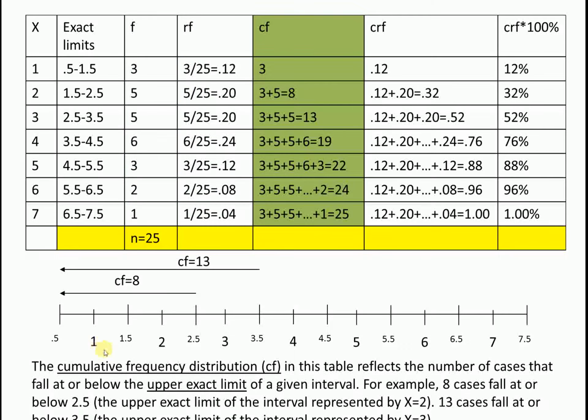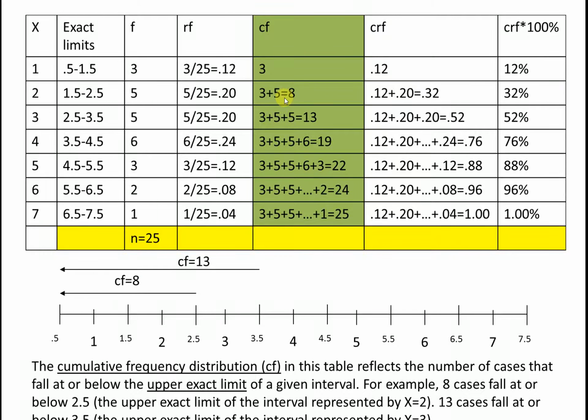Okay, so now the next concept to look at are the cumulative frequencies and cumulative relative frequencies. So the cumulative frequency in this particular table represents the frequency of observations that fall at or below the upper exact limit for each interval. So the cumulative frequency for this first interval here is 3, and that would mean that 3 cases fall at or below the upper exact limit, which is 1.5. So think about it this way, that we have a frequency within the interval of 3. So at the upper exact limit, the cumulative frequency would have to be 3.